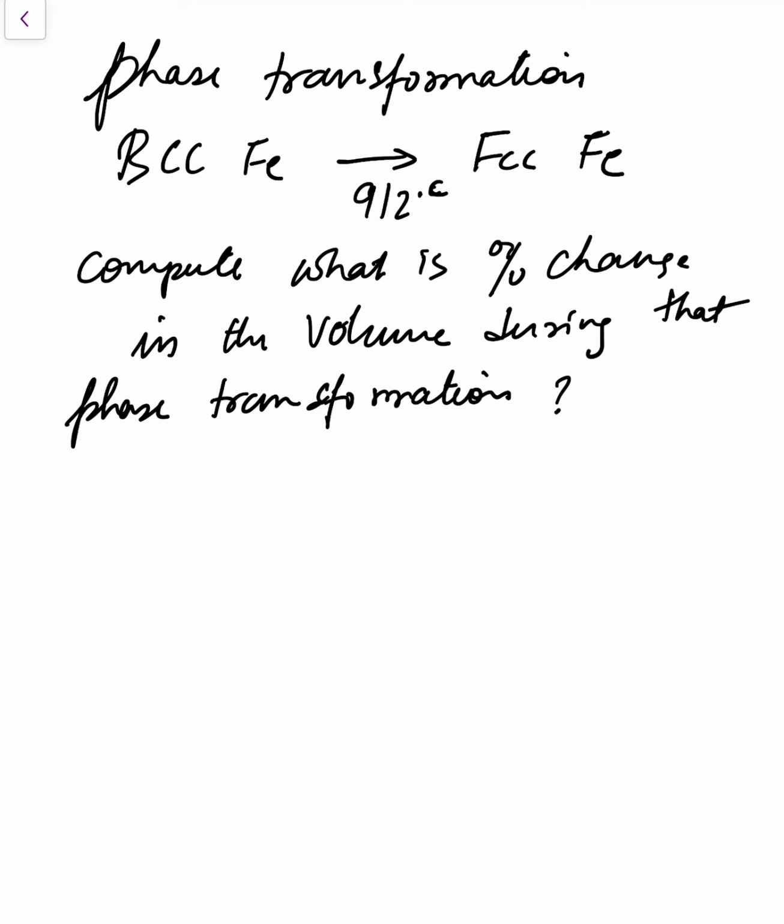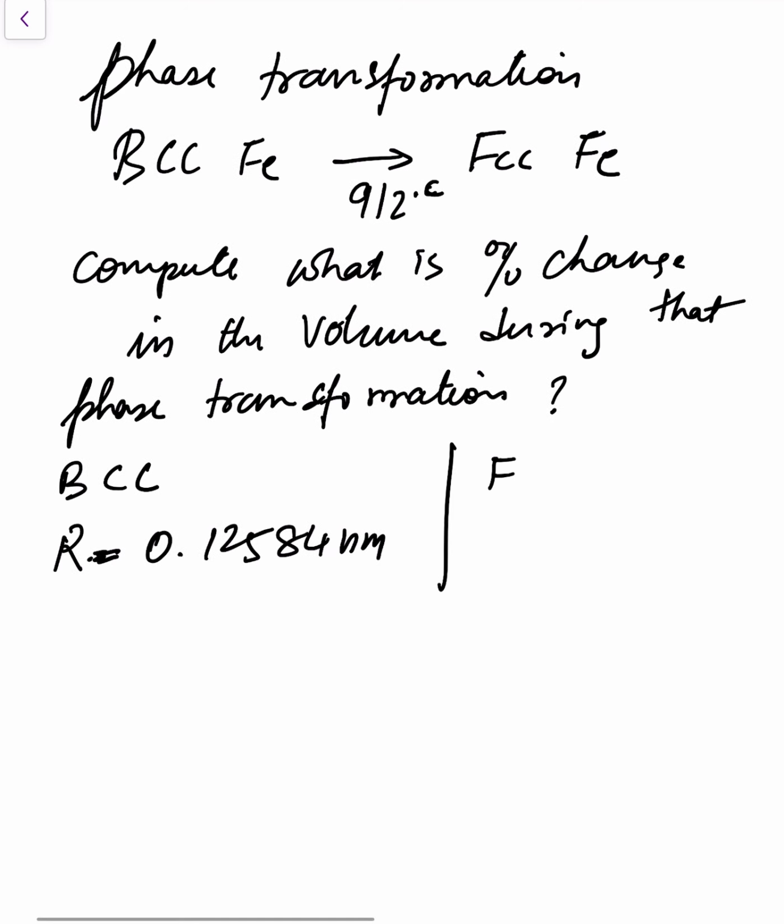A couple of things were given to us. BCC has the radius of iron, which is equal to 0.12584 nanometers. Okay, and then when you have FCC iron, the radius changes, and that becomes 0.12894 nanometers.